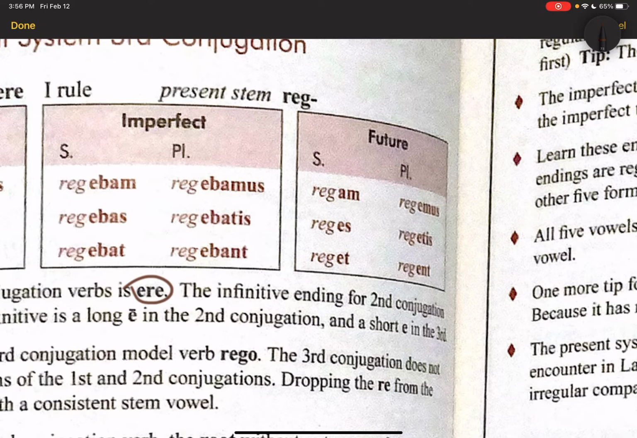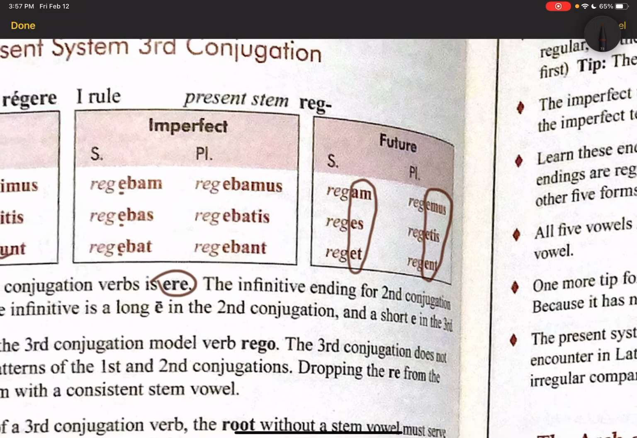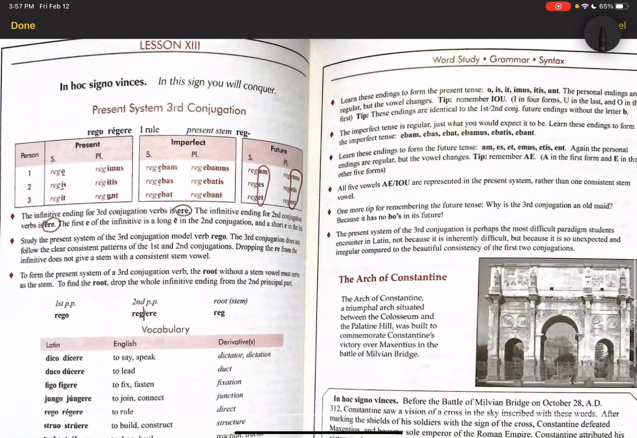The imperfect is just like the first and second conjugations, except that we've now added an E to it. So we get regebam, regebas, regebat, regebamus, regebatis, regebant. Easy enough. Now, the future is different. The first and second conjugations have -bo, -bi in the future. The third and fourth conjugations do not. Instead, they have endings -am, -es, -et, -emus, -etis, -ent. So reg, our root, plus -am, -es, -et, -emus, -etis, -ent. That's how you form the future.